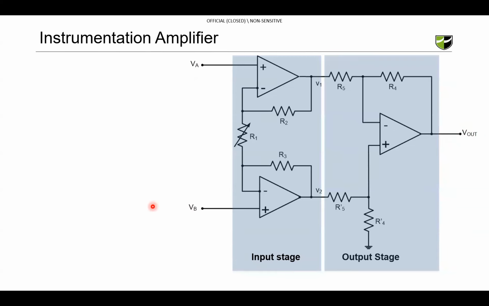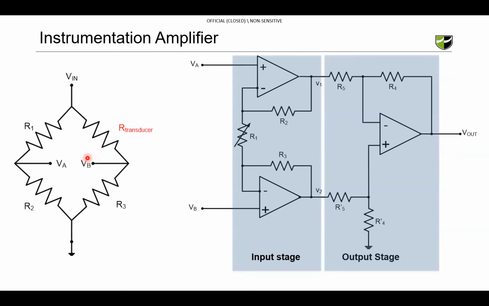Typically, this VA and VB are connected to the Wheatstone bridge. In the previous section, we learned about the Wheatstone bridge, and the Wheatstone bridge has two outputs, VA and VB. VA is connected to this input, and VB is connected to this input. Whatever measurement is made in the Wheatstone bridge will be detected through this VAB, and that measurement we will feed inside the instrumentation amplifier.